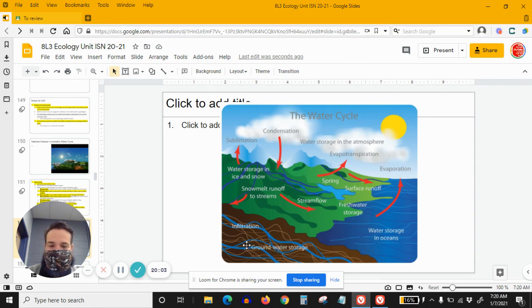Here is a diagram. And you can see there's groundwater storage. Infiltration is the water coming into the soil. We have blue arrows showing snow melt runoff, water storage in the ice and snow. We have a red arrow showing condensation and one showing sublimation.